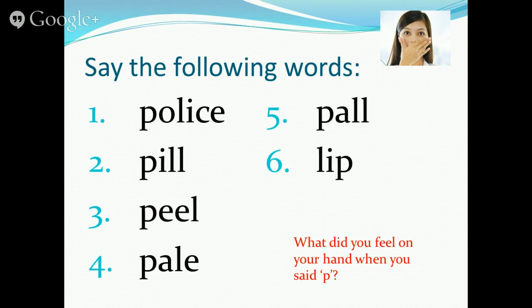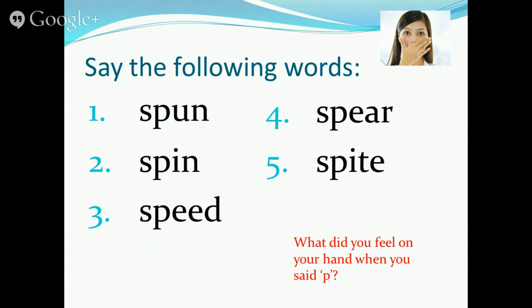Well, if you're like most native English speakers, you will have felt a tremendous force of wind coming out of your mouth and hitting your hand. That's why, whenever you're on a microphone, you always get that poof sound when you say P. You should have felt a tremendous amount of wind.